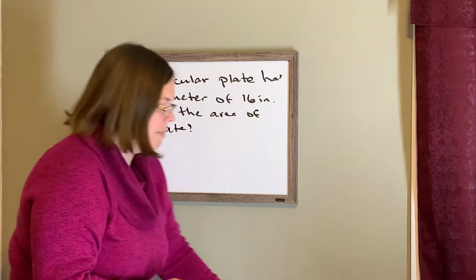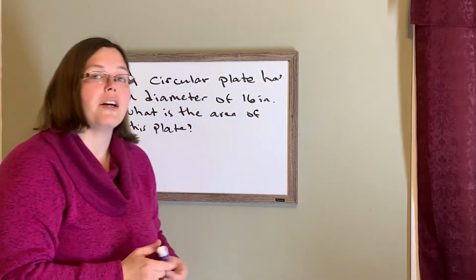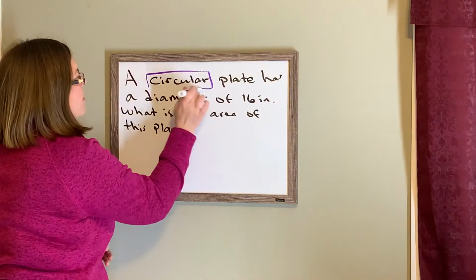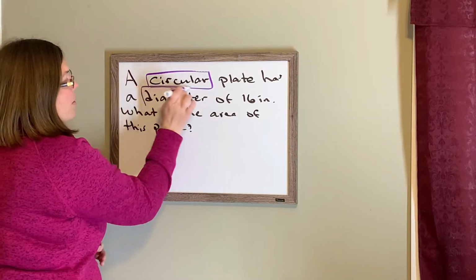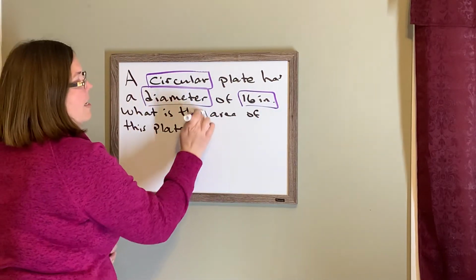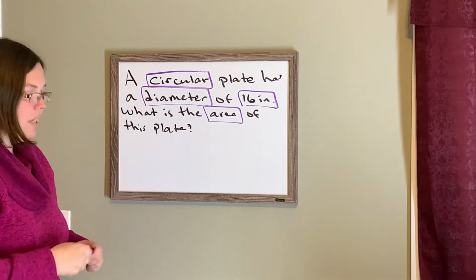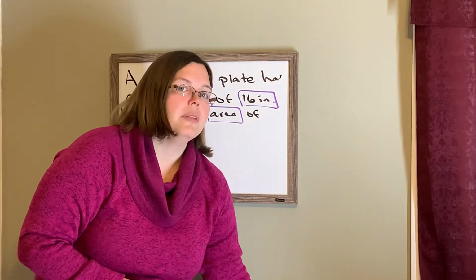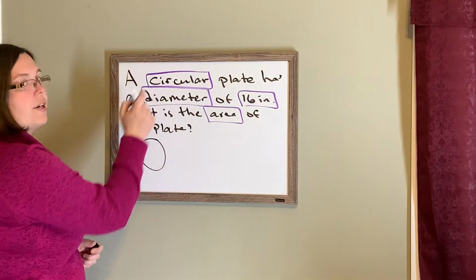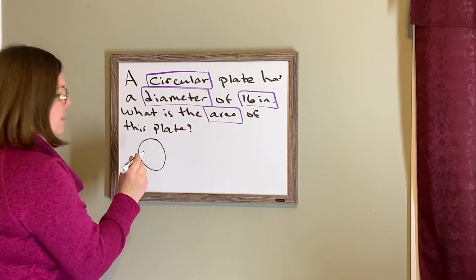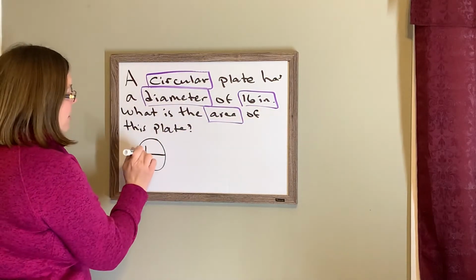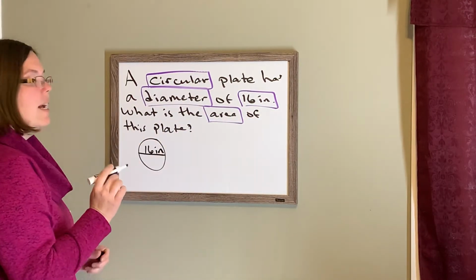When we're doing word problems, the first thing we want to do is identify our key words. As I'm reading this problem, I notice that it has a circular or a circle. It has a diameter. The diameter is 16 inches, and they want to know what the area is. When you're given a word problem, the best thing to do is to draw it out. We're going to make our circle, since I said circular. It has a diameter. Diameter goes all the way across. They said the diameter is 16 inches. So we're going to put that there. And they want the area.